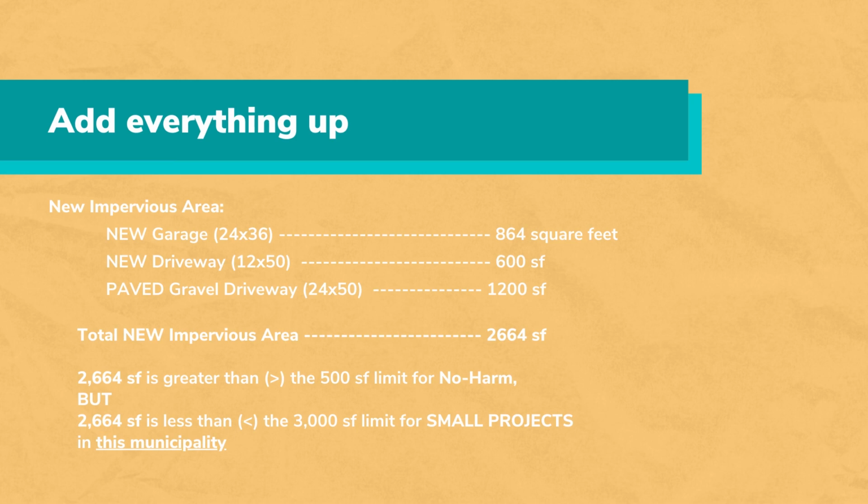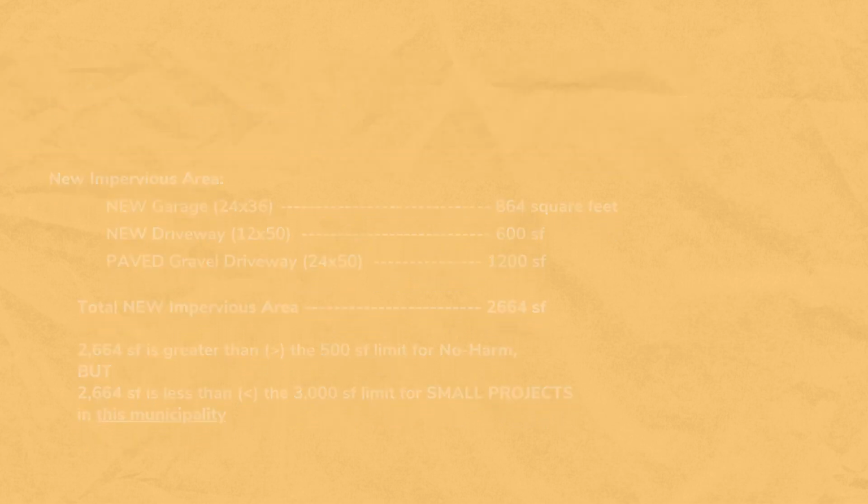This is greater than the 500 square foot limit set for no harm in the local ordinance, but less than 3,000 square feet set for a small project. So in this community, it meets the requirements for a small project.